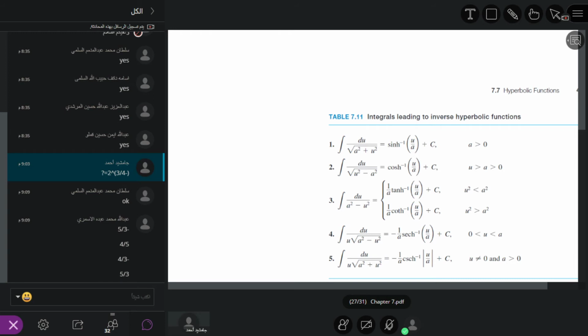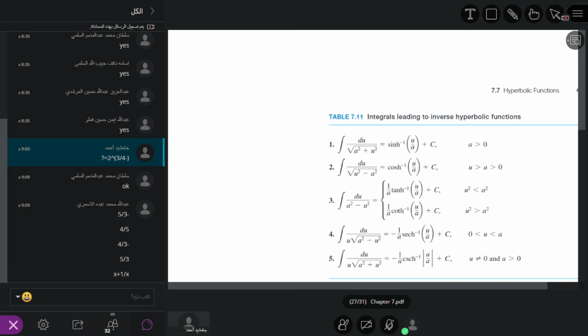So we shift the minus term to the denominator, so it becomes 1 divided by e power ln x. Thus we get x plus 1 over x.